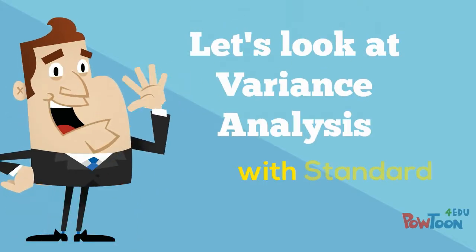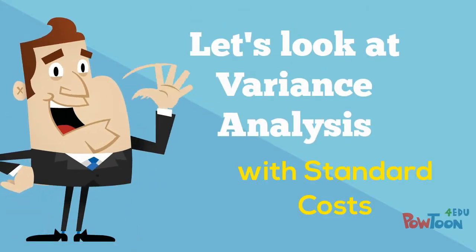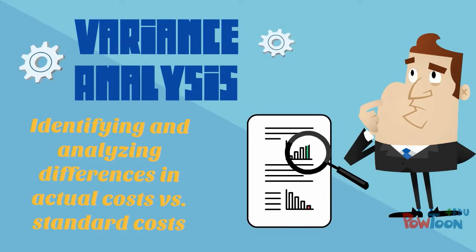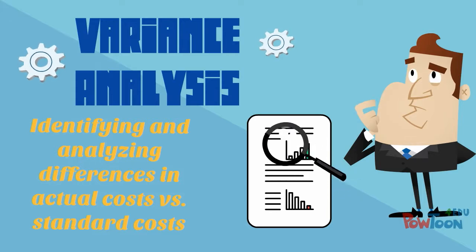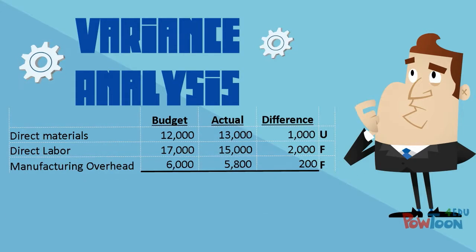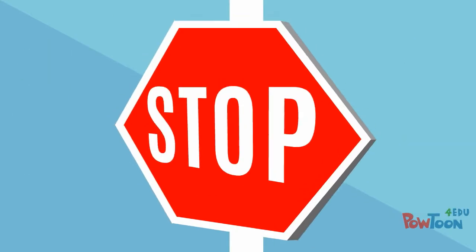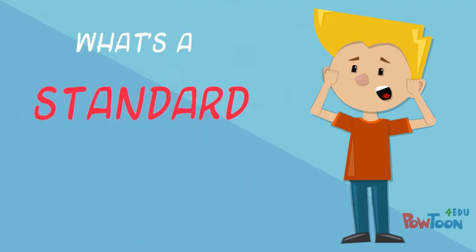Let's look at variance analysis using standard costs. Variance analysis is the process of identifying and analyzing differences in actual costs versus standard costs. While the budget difference will show you that you were over or under budget, variance analysis helps you discover why. Wait, what is a standard cost?